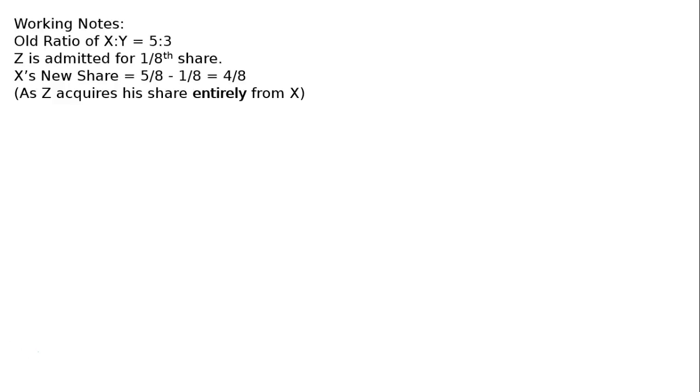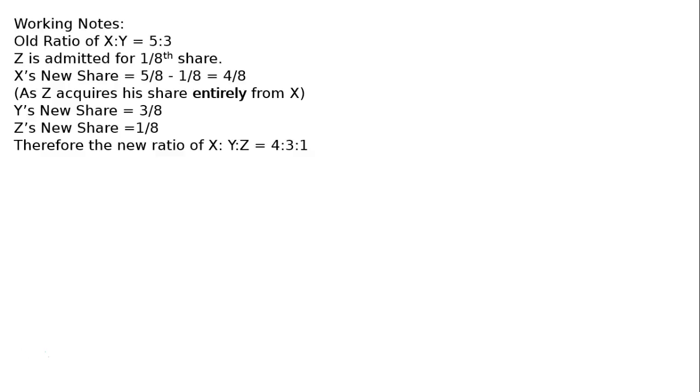X's new share is equal to 5/8 minus 1/8. The important word, this is 4/8. As Z acquires his share entirely from X, and this is one of the important points, X is only sacrificing. Y's new share is equal to 3/8. Z's new share is equal to 1/8. Therefore, the new ratio of X to Y to Z is equal to 4:3:1.